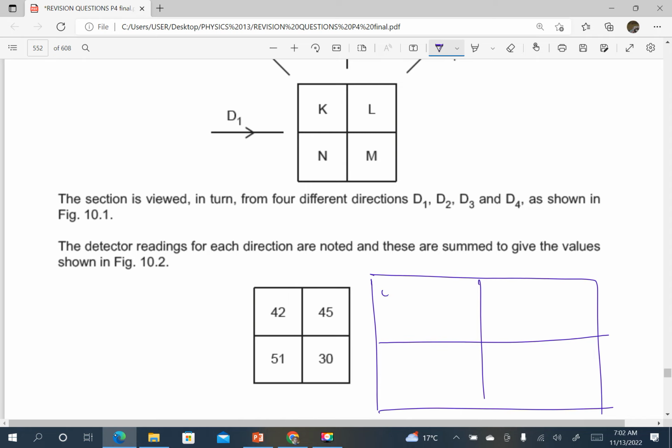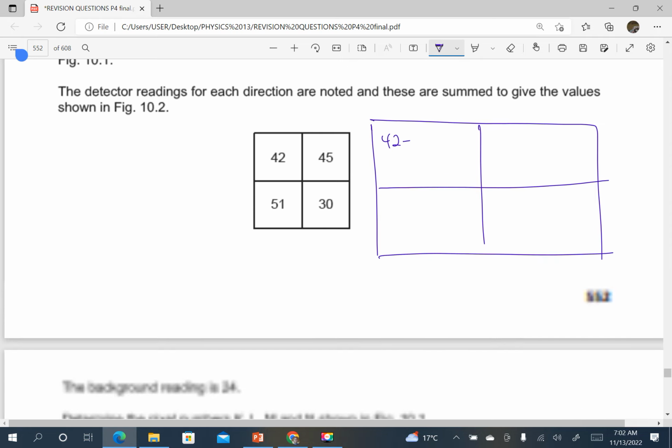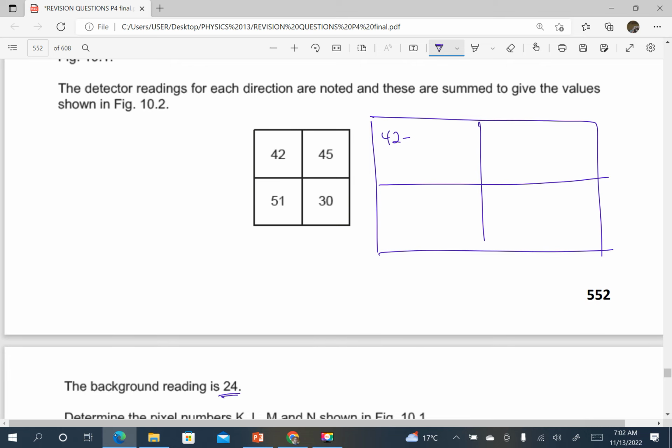So we shall have 42 minus the background, which is 24. The background is 24. So we have 42 minus 24 divided by 3. Here we shall have 45 minus 24 divided by 3, 51 minus 24 divided by 3, and 30 minus 24 divided by 3.